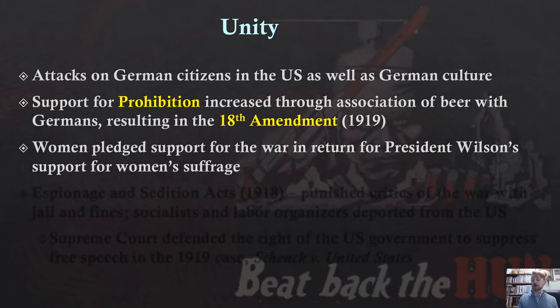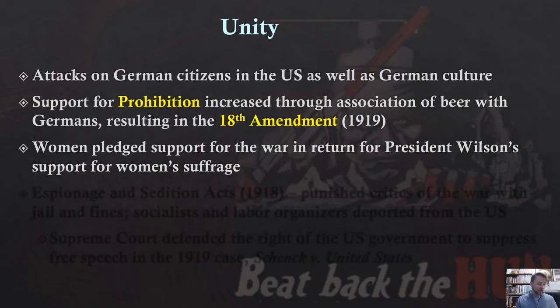Women took this challenge of unity, and they pledged support for the war in return for President Wilson backing women's suffrage. So they performed a little bit of a, what's that vocabulary word you've learned? Oh yeah, quid pro quo. We'll scratch your back, President Wilson. You scratch our back. So Wilson did pledge support for women's suffrage. He lent his voice to that movement, and women said, we will support the war effort.